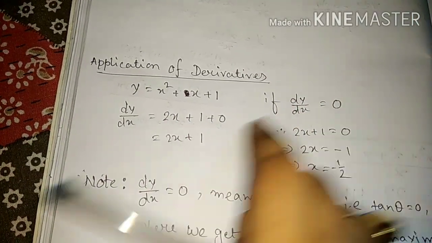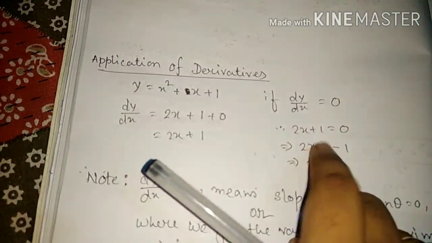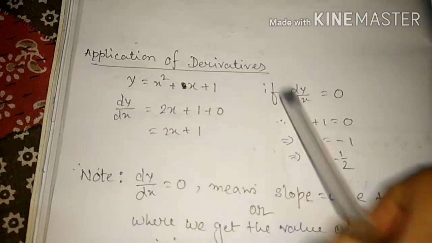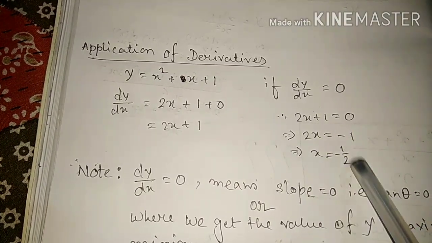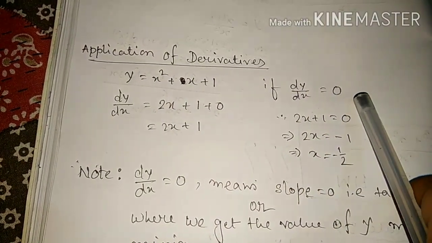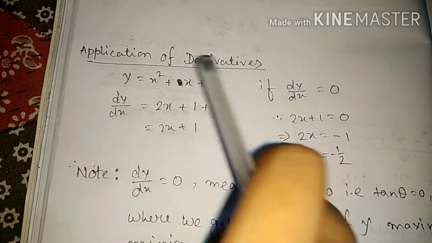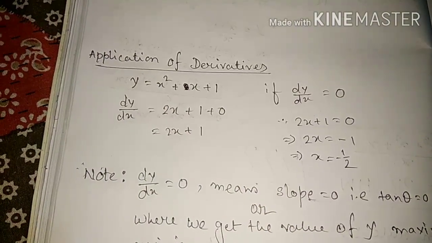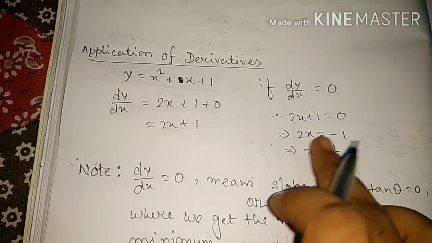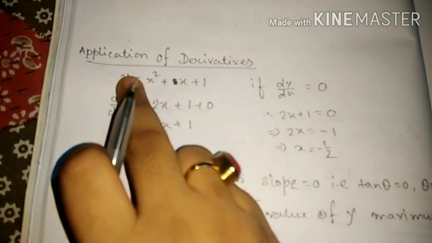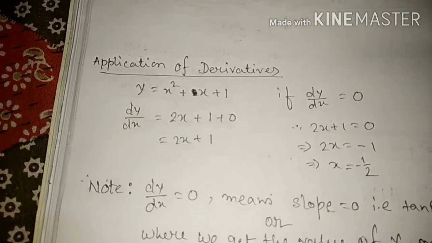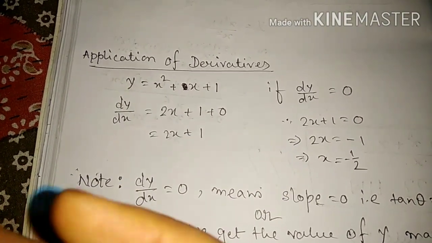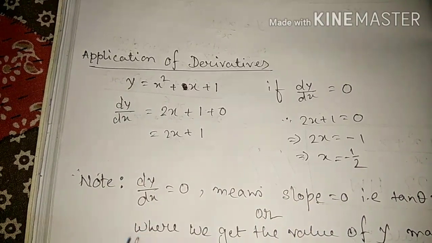If dy by dx equals 0, that means 2x plus 1 also equals 0. So from here we get x equals minus half. So when x equals minus half, dy by dx equals 0. If we put x equals minus half here, we get the value of y also. Because we get only one value of x, we get only one value of y. But if there are two values, then how can we understand whether it is a maximum or a minimum?